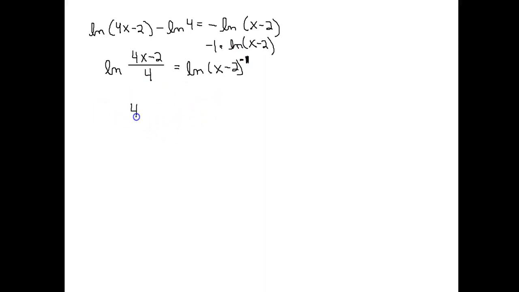So if a log equals a log, they have the same base, then their arguments can be set equal to each other. Then you can go through and try to solve for x with that. X minus 2 to the negative 1 is 1 over x minus 2, so that's why I wrote it like that right down here.